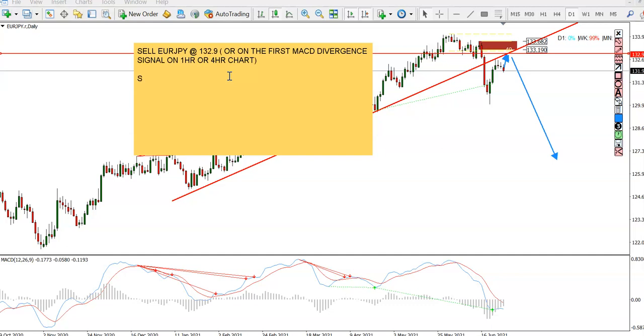Stop loss. I'm going to say 120 pips. I think it is 120 pips. So 130, yeah, it could be 130 pips. So stop loss is 133.2. And take profit, again, we're looking to go lower than this last low. We'll show you now. So take profit at 128.